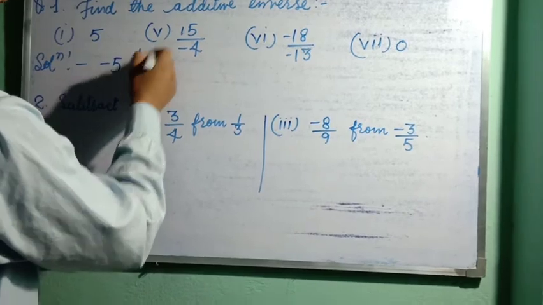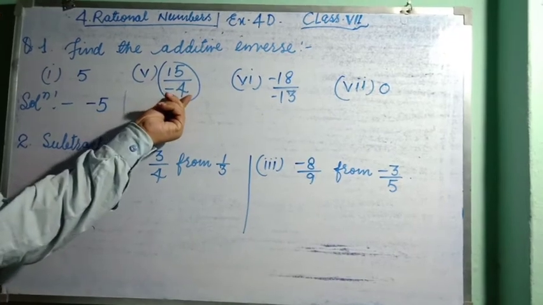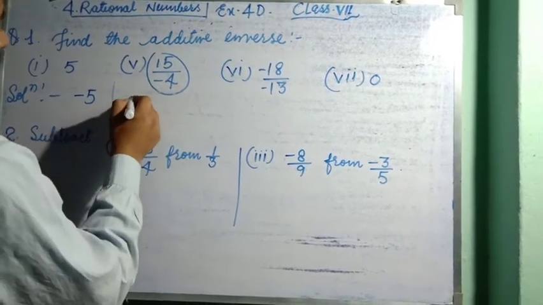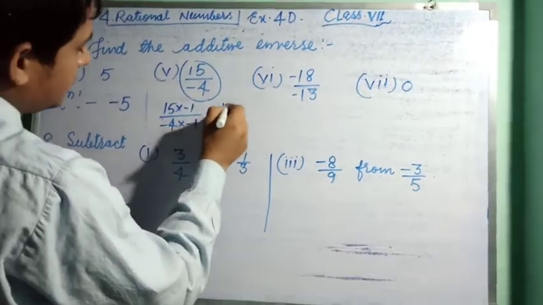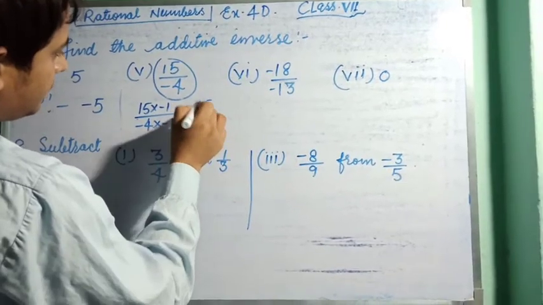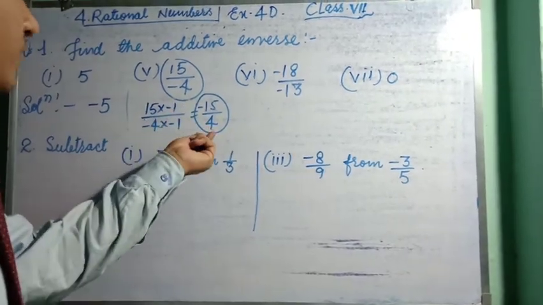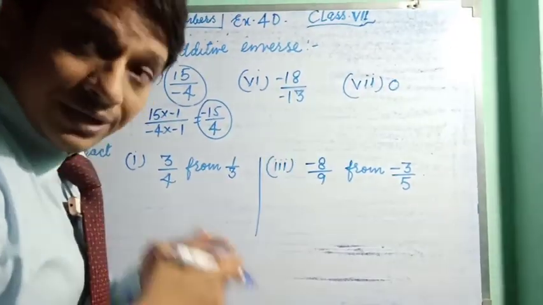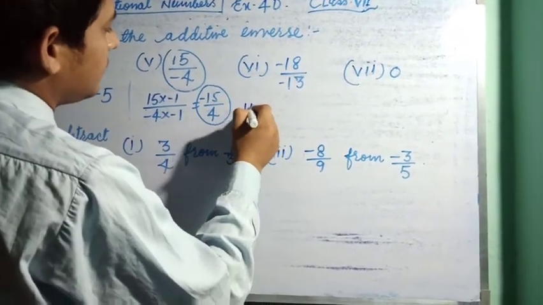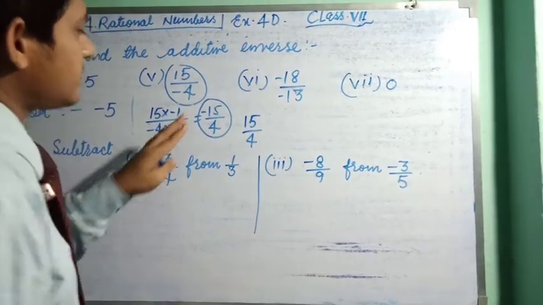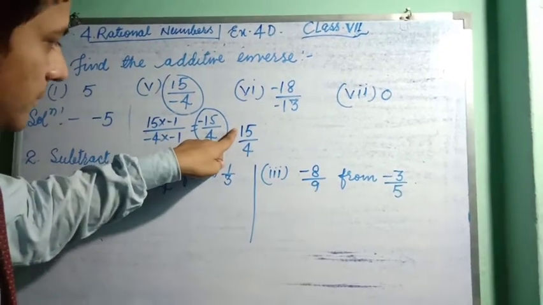Now next, the fifth one. First of all, we have to change this rational number so that the denominator is positive. Here we have to multiply minus 1 in numerator and minus 1 in denominator. This becomes minus 15 by 4. Then think about the additive inverse of this minus 15 by 4. We have to multiply the negative sign by this number. Now multiplying the negative sign, we get 15 by 4, because minus into minus is plus. So the additive inverse of 15 by minus 4 is 15 by 4 only.